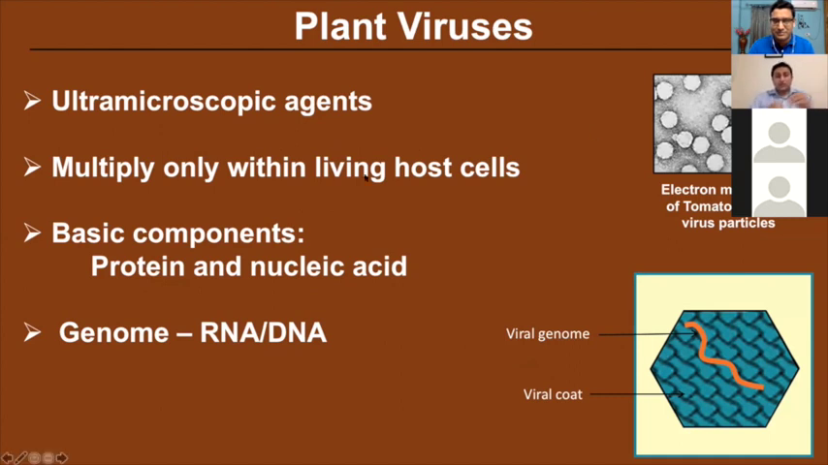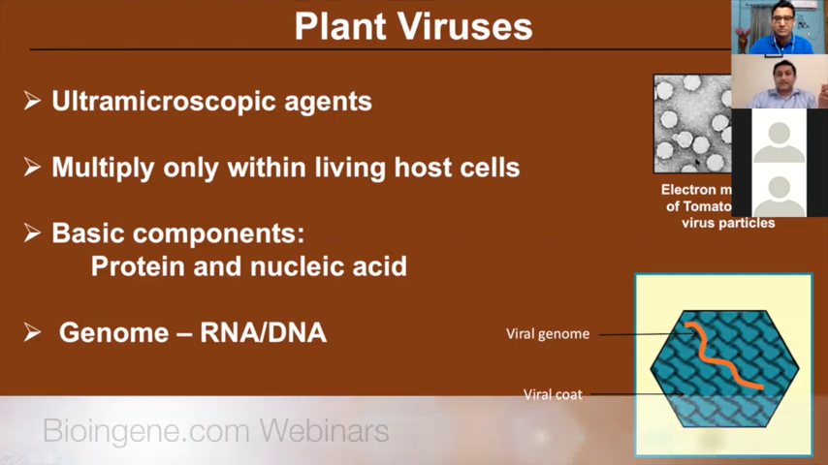They multiply only within living host cells, and for their multiplication, they hijack the plant cellular machineries. The basic components of the viruses are proteins and nucleic acid, and the viral genome can be either RNA or DNA. Here on the right, you can see an electron micrograph of a particular virus called tomato ringspot virus. And these are spherical viruses.